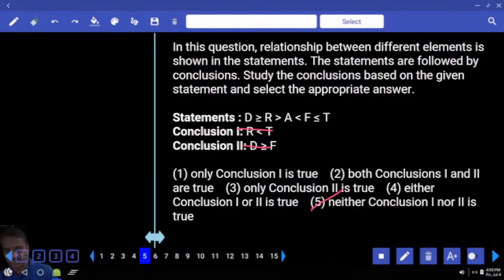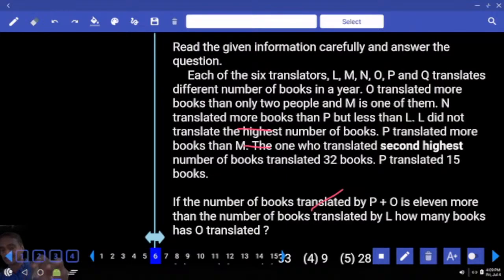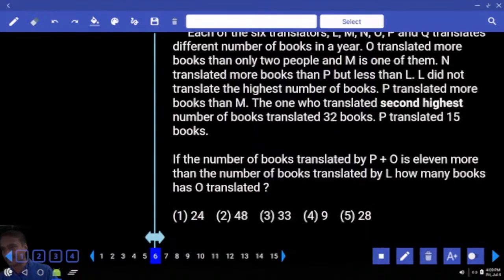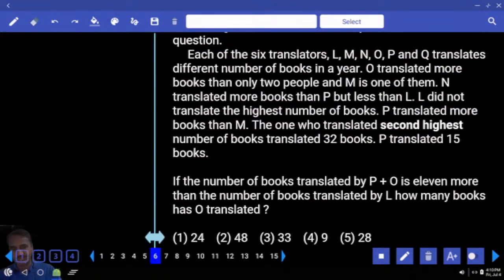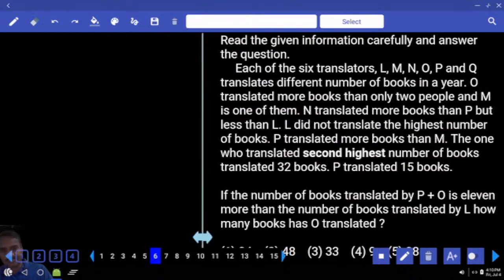Then question number 6 to 8. Now 6 to 8 comes under first priority, comparisons. There are some 3 questions under this comparison. There are 6 translators. Who are those? L, M, N, O, P and Q. These 6 persons translate different numbers of books in a year. These persons are being compared in the number of books they have translated.